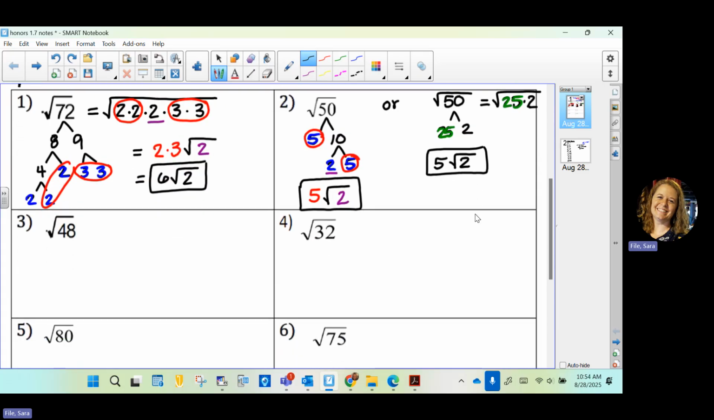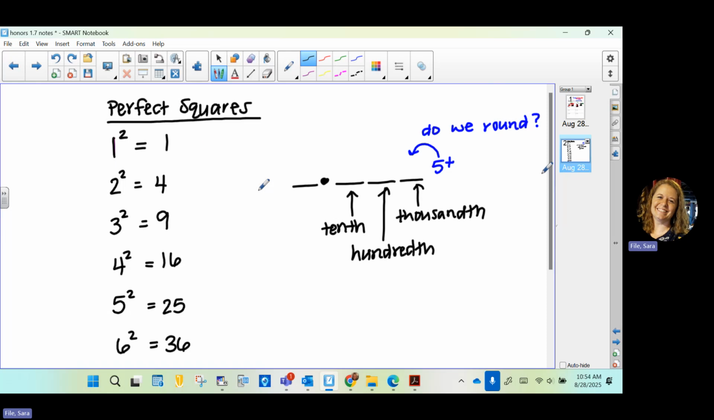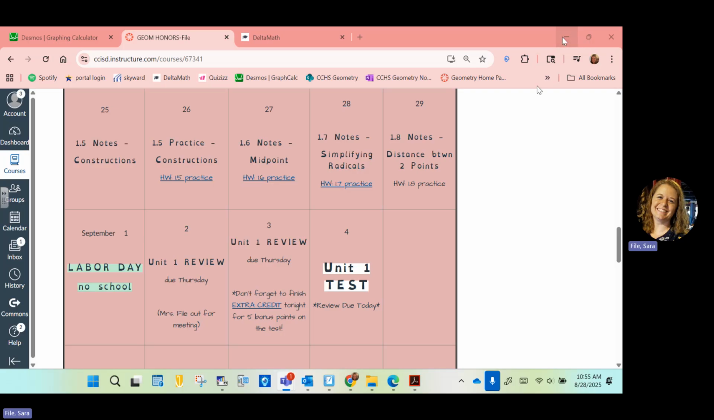Okay, what are some factors? Let's ask ourselves, is there a perfect square factor? So that list of perfect squares on the back, is 48 divisible by any of these perfect squares? It is. What could 48 be divided by? Which ones? It could be divided by 4. Could it be divided by a bigger one? 16, right?